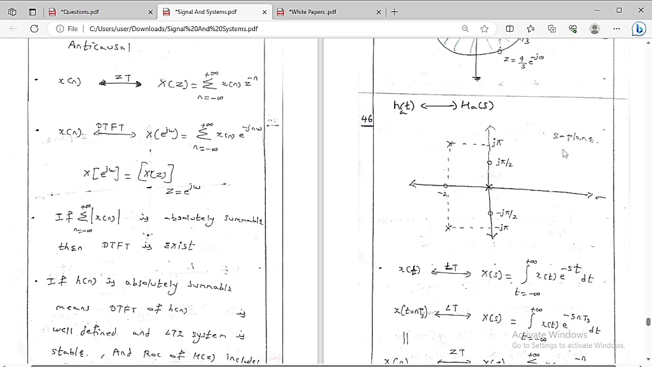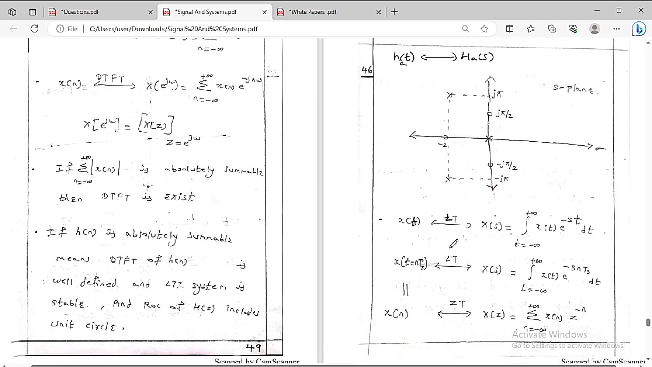So for this one, the pole-zero plot in the S-plane: one pole is here at 0, the other poles are -2 plus jπ and -2 minus jπ, and the zeros are plus jπ/2, minus jπ/2, and -2, as you can see clearly here. So let me tell you some important formulas.